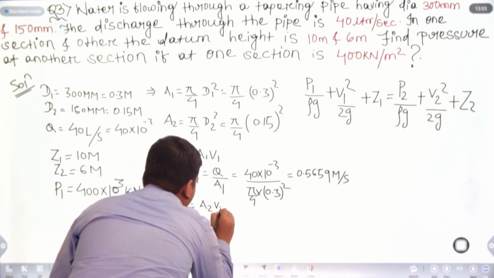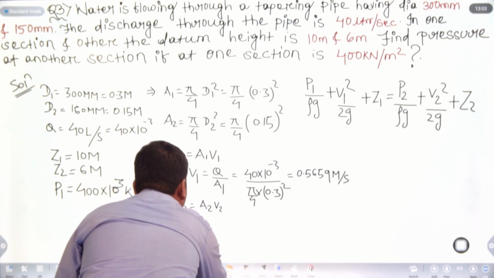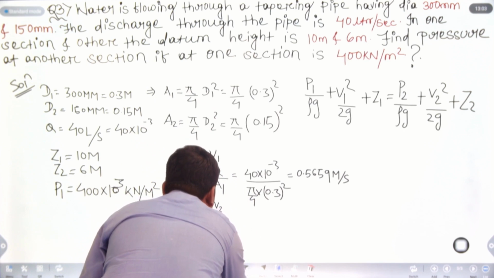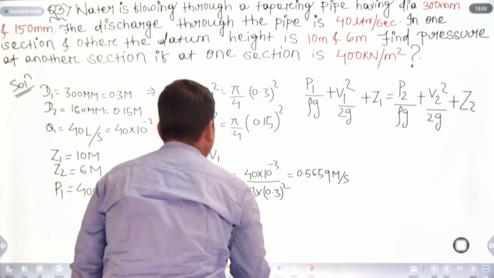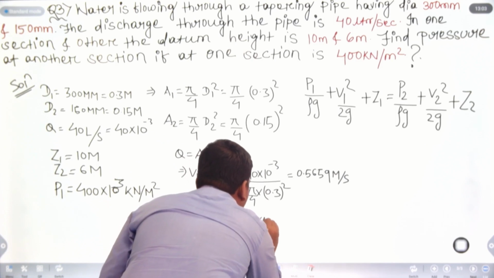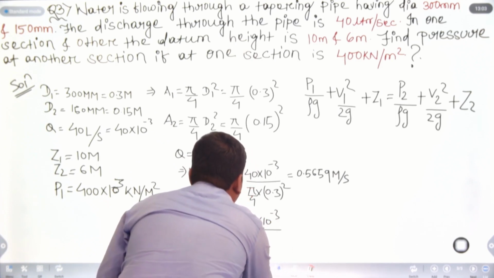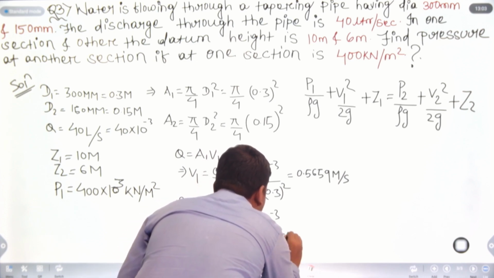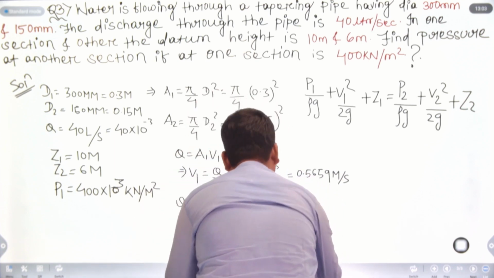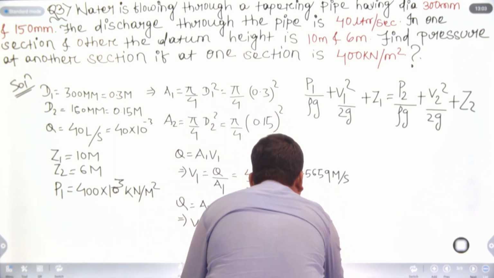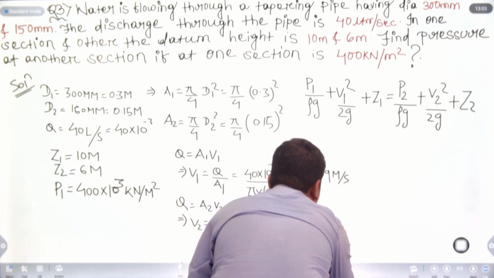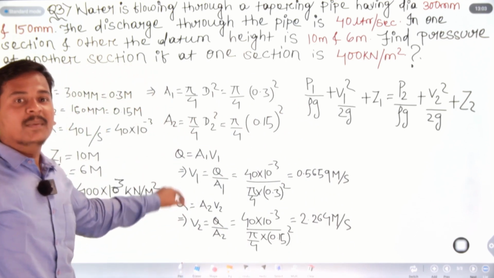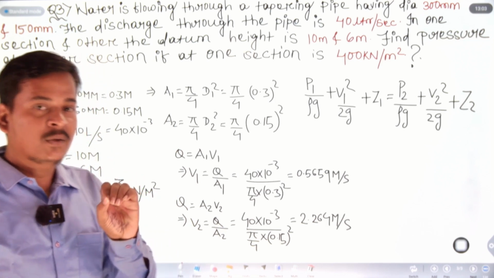Similarly, V2 value is equal to Q divided by A2. That means 40 into 10 to the power minus 3 divided by pi by 4 into 0.15 square. Simplifying this, the value is equal to 2.264 meter per second. Everyone should calculate this problem in a scientific calculator so that the actual value will be found.